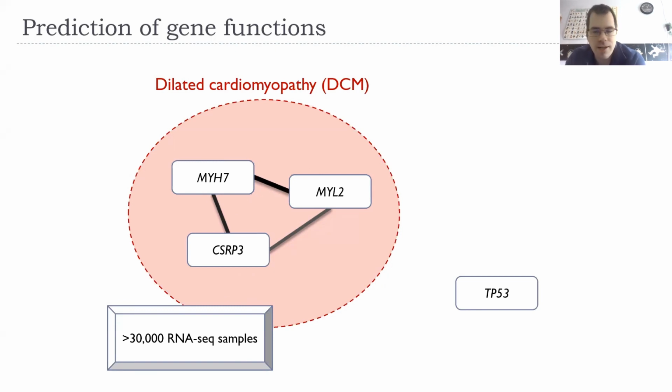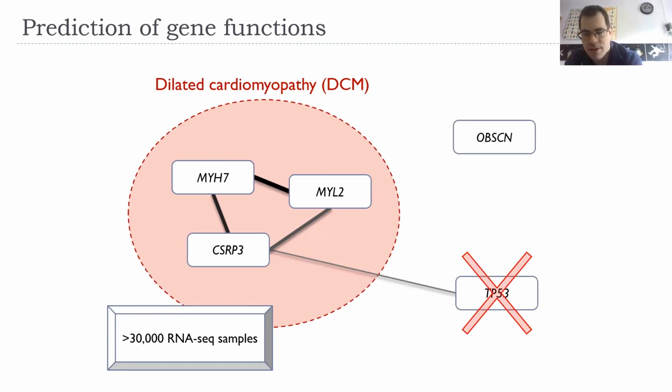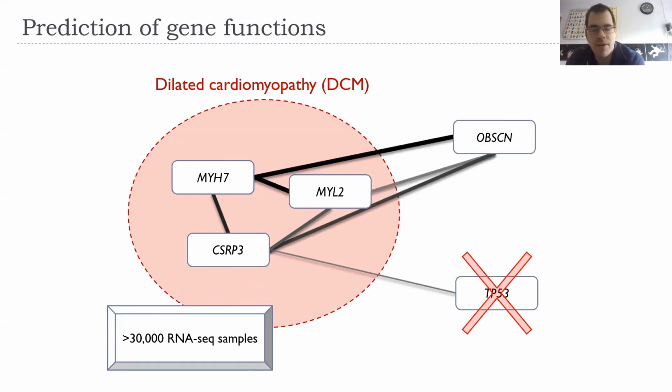What we then can do is take another gene, for instance this TP53 gene again, and see if it is co-regulated to these known DCM genes, which it's not. So this would not be a very strong candidate to cause a DCM. On the other hand, if we take, for instance, this OBSCN gene, and we look at the co-regulation there, we see that this is strongly co-regulated to the DCM genes, making it a very viable candidate to also cause a DCM phenotype should it be damaged by a pathogenic variant.